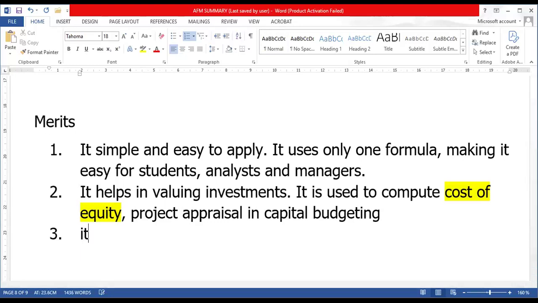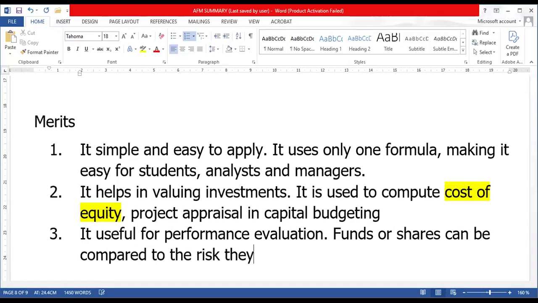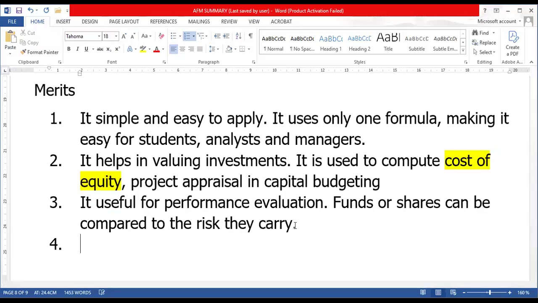Okay, it is useful for performance evaluation. Here it could be about the funds or shares. Funds or shares can be compared to the risk they carry. If a fund has a higher beta, you need to know that a fund with a higher beta should earn a higher return. At least you can relate it in that way.